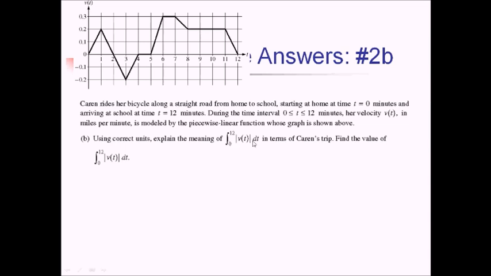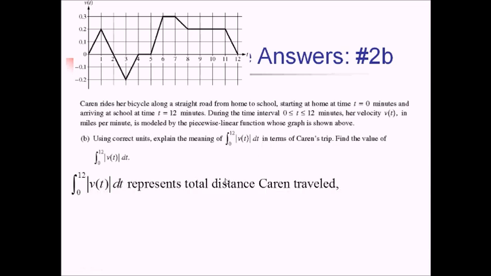So whenever you see absolute value of velocity inside an integral, you're essentially just calculating the total distance. So this is going to be the total distance that Karen travels. And this is going to be in units of, let's see here, miles. And we also have to involve the time element. So this is how far she travels in total distance from 0 to 12 minutes.